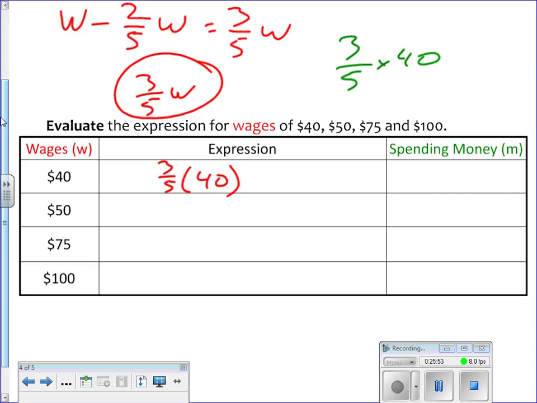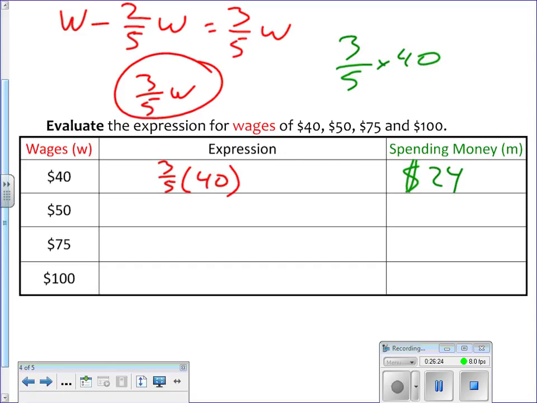So when I work that out, 5 goes into 40 8 times, times 3, I got $24. I put 16 in my savings account. I got 24 to spend. Not a bad deal. You want to put some money aside in case something comes up that you really want to get, if it's expensive or an emergency happens or whatever, that's what you should do.